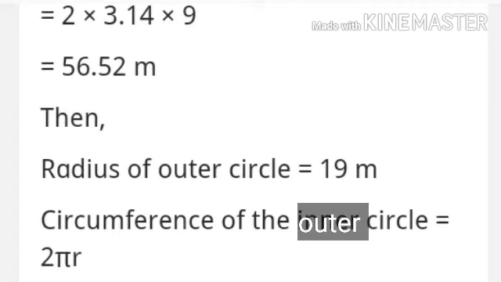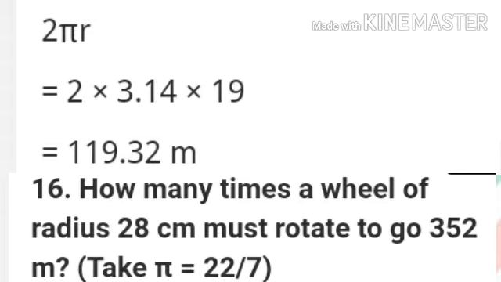Now radius of outer circle is 19 meter. So circumference of the outer circle is equal to 2 pi r. 2 into 3.14 into 19. If we multiply it, we get 119.32 meter.